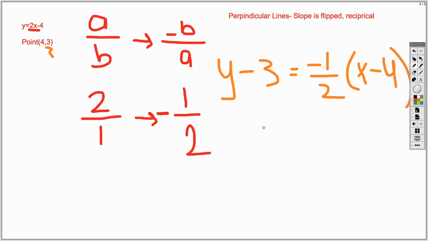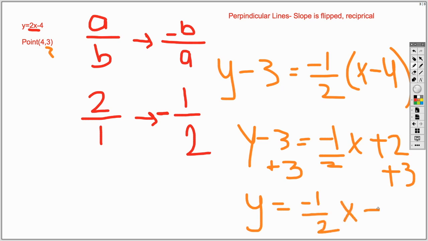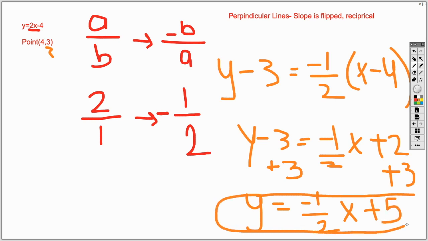And when we solve it, we would get y minus 3, and then negative 1 half times x. And then negative 1 half times minus 4 would give us plus 2. And then we would move the 3 to the other side. I made a whole video about this. If you want to go, it's down in the description below. And we would get y equals negative 1 half x plus 2 plus 3, which is plus 5. And this is our perpendicular equation.